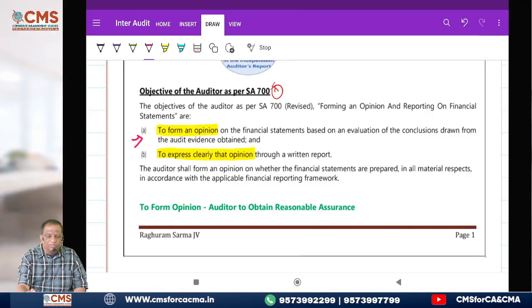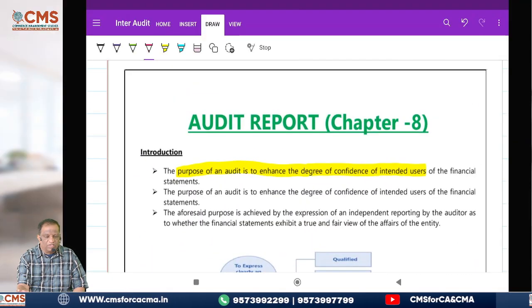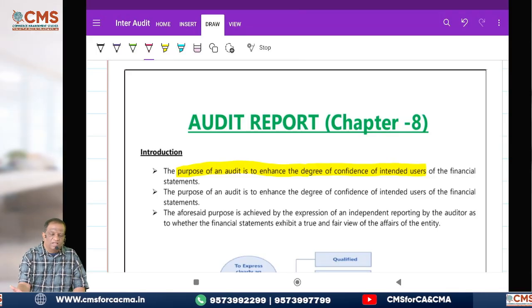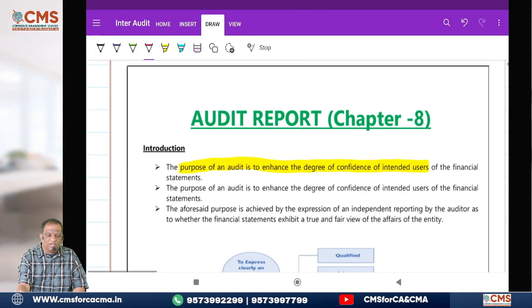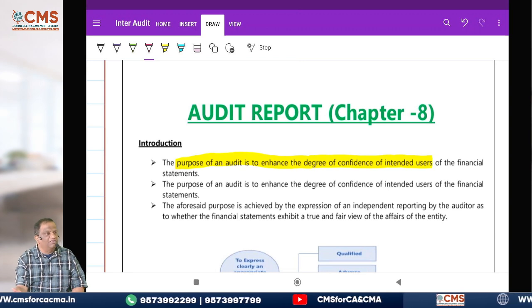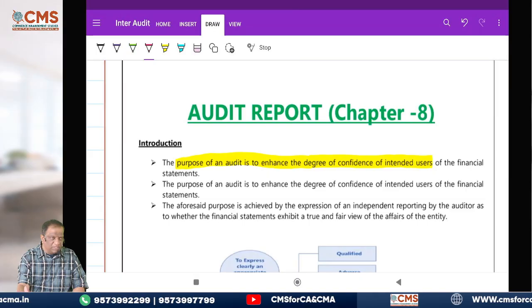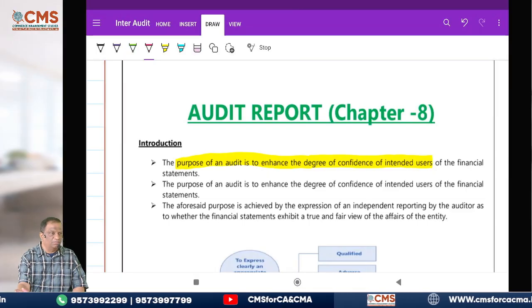Now, the topic that we are discussing is audit report, what we have revised, what we are revising, sorry. And the number of marks, you can expect somewhere around 10. But no surprise, because of CARO, even if you get a 15 marks question. It is a mandatory topic and you can't skip it, and it is a must-read chapter.